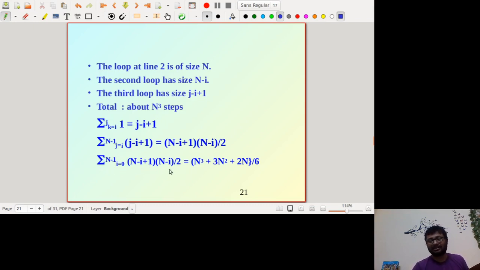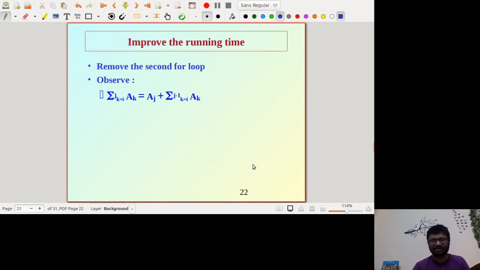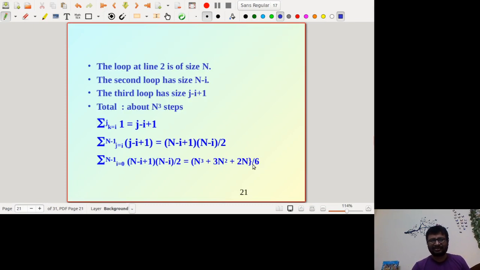And this you do yourself. It's the sum of squares of the first n minus 1 natural numbers and the sum of the first n minus 1 natural numbers. You apply those formulas and this is what you get. So this is basically the runtime of your algorithm. You see where it's going. The runtime is order of n cube. So it's a cubic time algorithm.